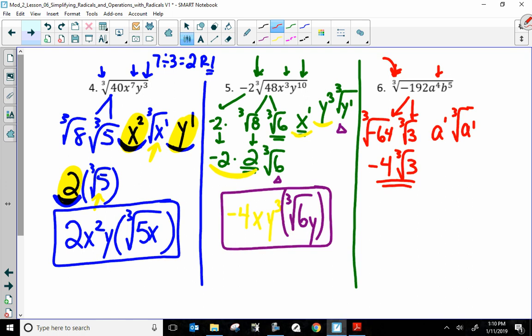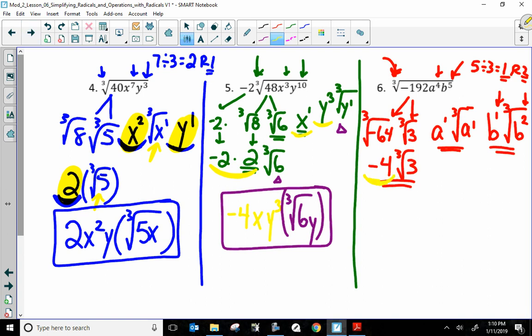3 goes into 5 once, so 1b comes out, but it has a remainder of 2. So 2 remain in. Okay, again, if I take 5 and divide by 3, it goes in once with a remainder of 2. So 1 comes out, 2 remain in. Okay, same rules apply. So let's now start to pull everything out.